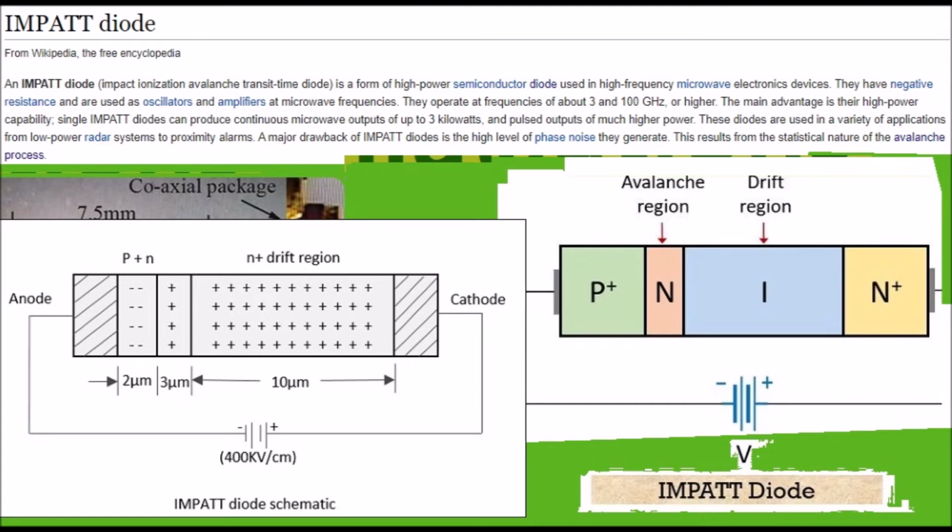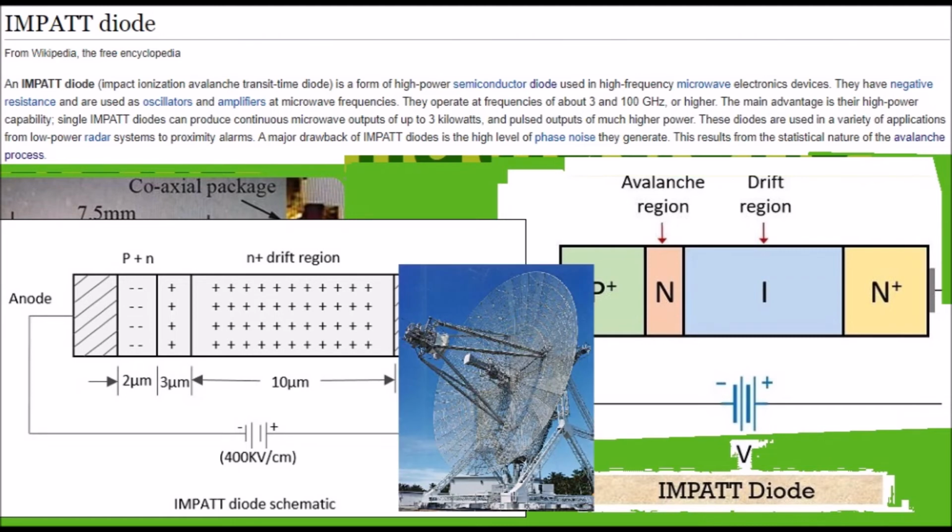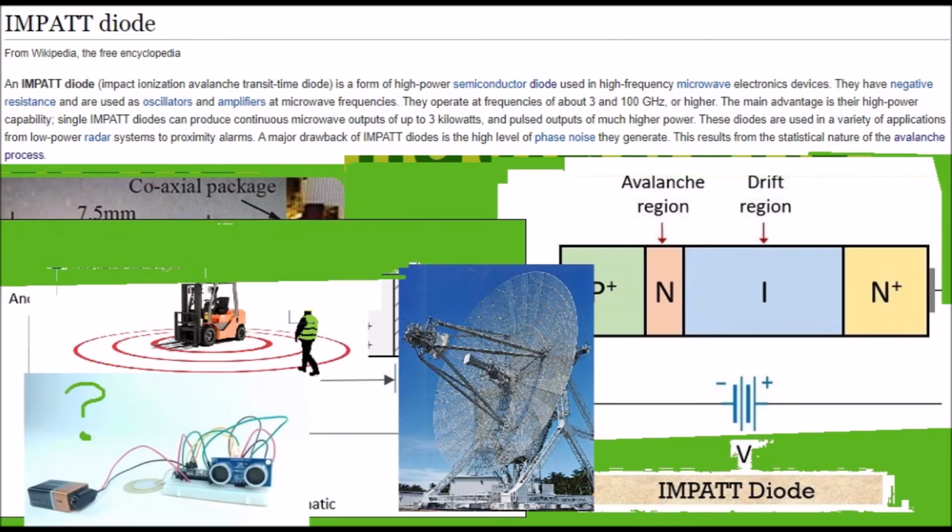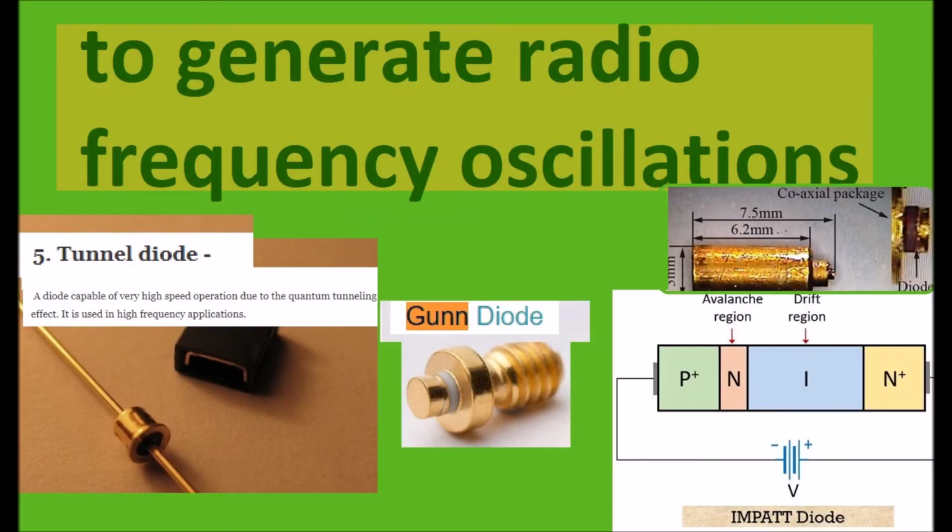These diodes are used in a variety of applications, from low-power radar systems to proximity alarms. A major drawback of impact diodes is the high level of phase noise they generate. This results from the statistical nature of the avalanche process. And that concludes the bunch of diodes which relate to diodes which generate radio frequency oscillations.